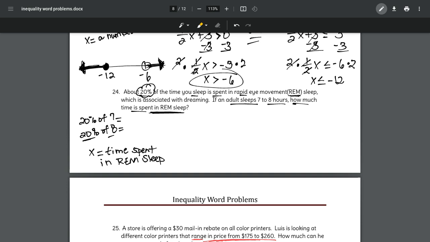And this one is very simple. I'm going to say that if I can find 20% of 7, or I can find 20% of 8, which means you're multiplying. And I did that because it says 7 to 8, and that's a range. 7 to 8 is a range. So I put one on the left and one on the right side. But in the middle, I'm going to put just x.